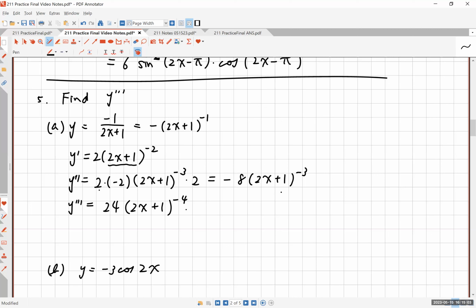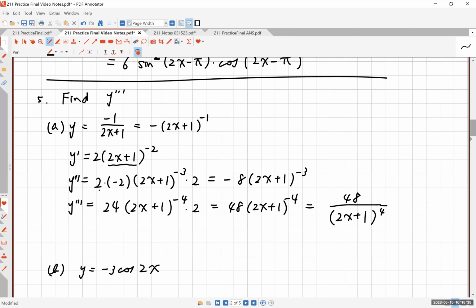That's 24 times 2x plus 1 raised to the negative fourth power now. And again, multiplying that by the derivative of the inside function. And so the answer is 24 times 2, that's 48 times 2x plus 1 in the quantity and then negative 4. You don't have to, but maybe it's easier for you to see this as a fraction of 48 divided by this quantity to the fourth power, the quantity being 2x plus 1. Okay, so that is your third derivative.